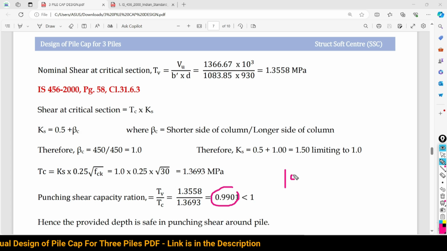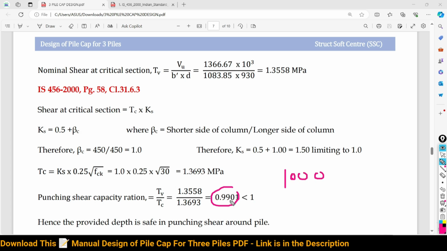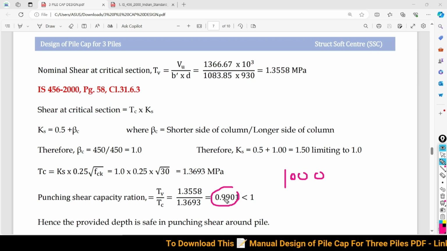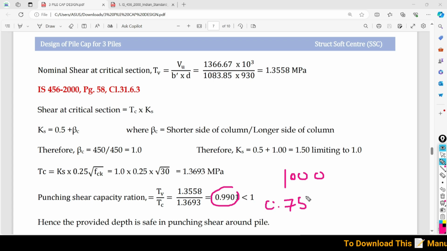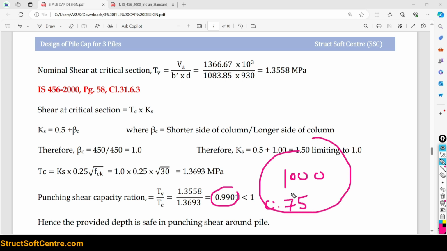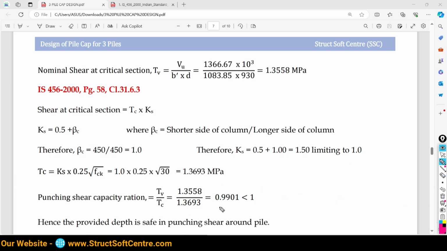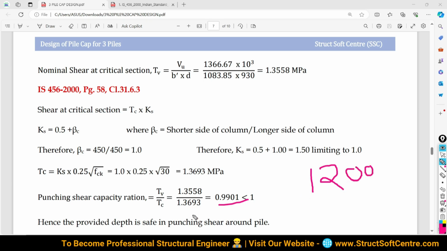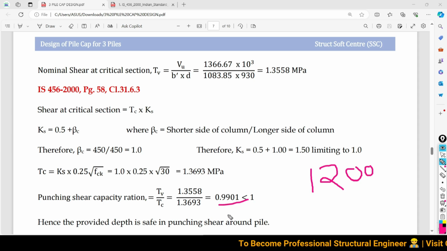We have taken 1000. So if you say, "Sir, it is a very large value close to 1, we should take more safety, we should bring this value to 0.75, 0.6," like that, then the only option is to increase the depth of the pile cap. We have taken the depth of the pile cap as 1000. If you would like to make it safer, then you need to increase the depth to 1200, 1300, 1100, your choice. But I am happy to go with this because it is also safe, right?